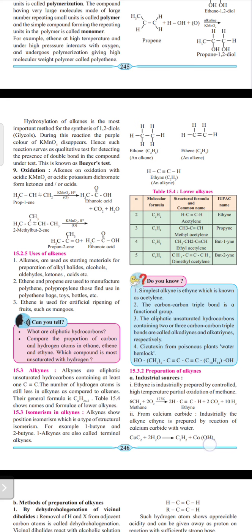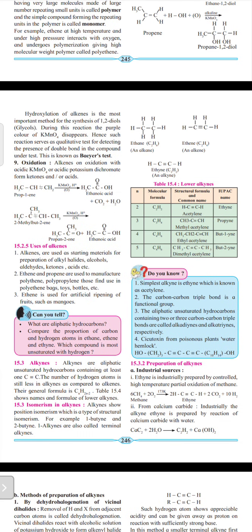Later on, uses of ethene. Where can we use ethene? Ethene we can use as a starting material for preparation of alkyl halide, alcohol, aldehyde, ketone, acids, etc. Ethene and propene are also used in the manufacture of polythene, polypropene, which find use in polythene bags, toys, bottles, etc. Ethene is used for artificial ripening of fruits like mangoes, etc.